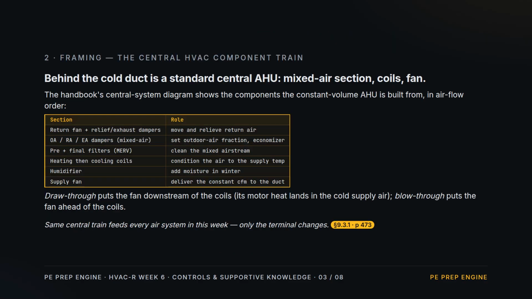Framing, the central component train. The cold duct doesn't come from nowhere. Behind it is a standard central air handler. In airflow order, a return fan with relief dampers, then the mixed air section, where outdoor, return, and exhaust dampers set the outdoor air fraction and enable the economizer. Then pre- and final filters, then the heating and cooling coils that condition the air, a humidifier for winter, and the supply fan that delivers the constant volume. One distinction worth knowing: draw-through puts the fan after the coils, so its motor heat lands in the cold supply air. Blow-through puts the fan ahead of the coils.